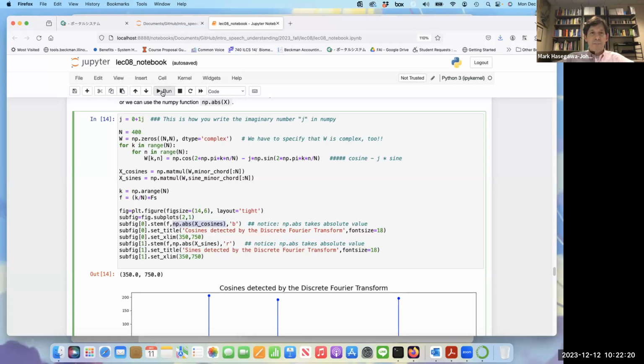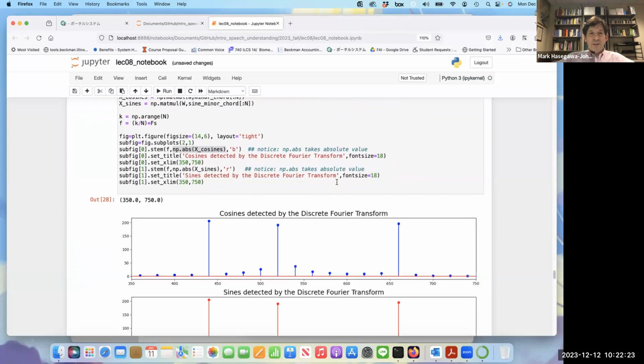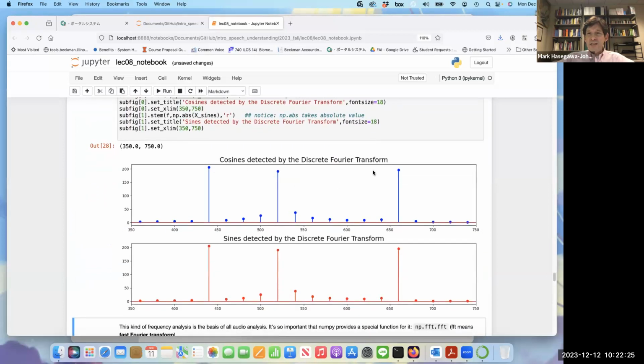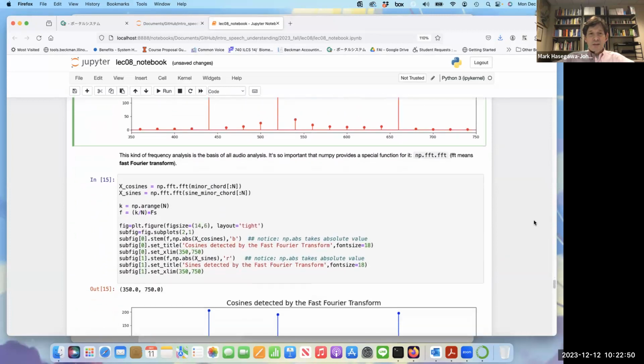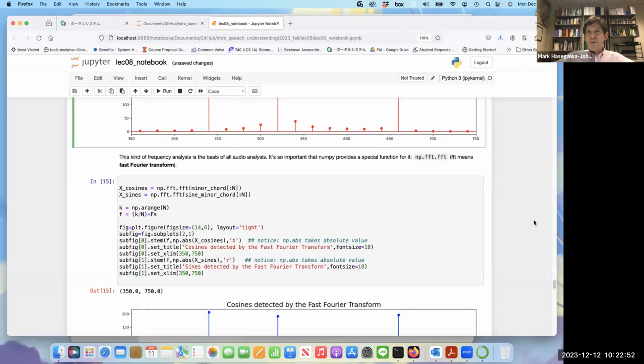And so by taking its absolute value, I can capture the square root of the real part squared plus the imaginary part squared. And when I plot those, we find that the cosines are all detected by this discrete Fourier transform, and the sine waves are all also detected at 440 hertz, 520 hertz, and 660 hertz. Because we had a complex valued capital X, and then we took the absolute value of that complex number, we're able to detect those pure tones regardless of what their phase is. So this is what we call a discrete Fourier transform, or a fast Fourier transform.